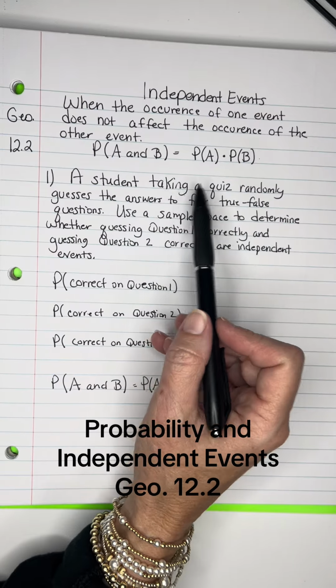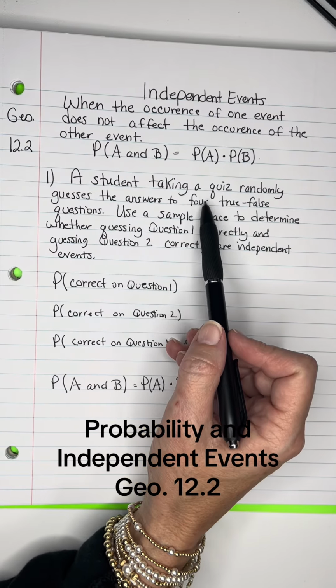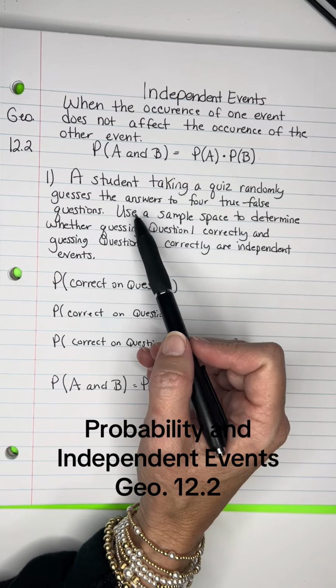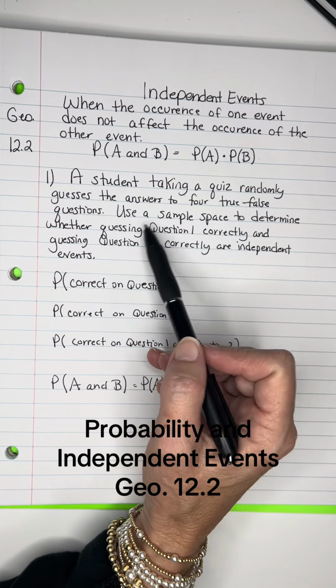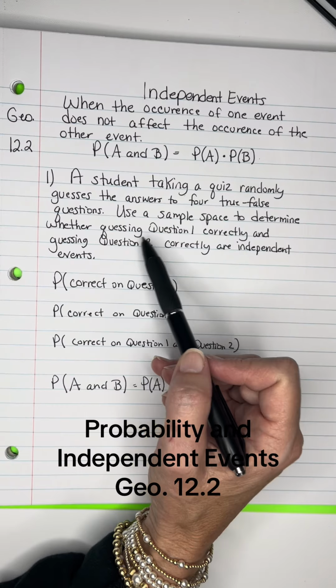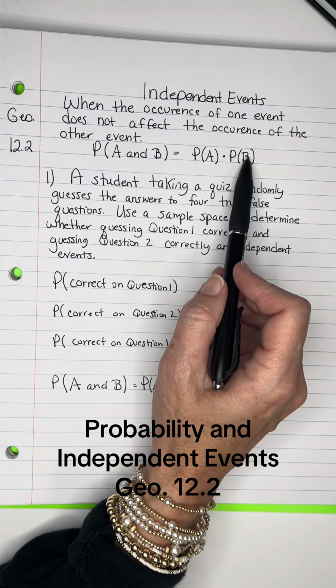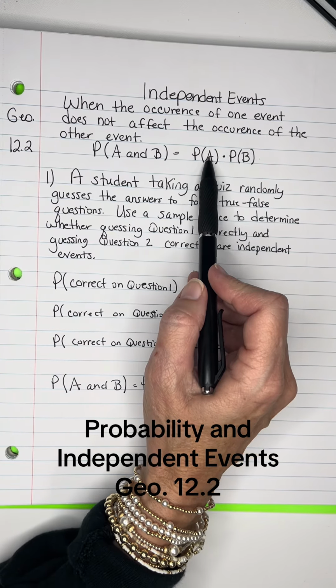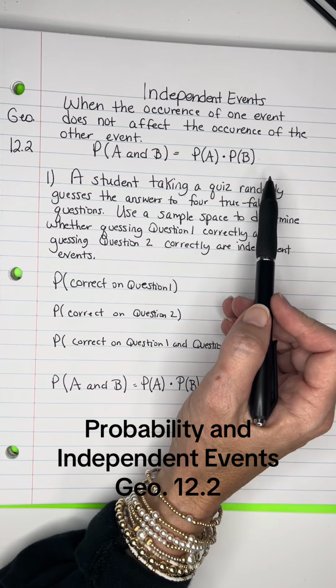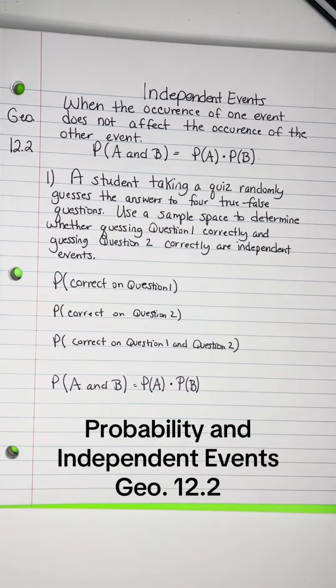Now, a student taking a quiz randomly guesses the answers to 4 true-false questions. Use a sample space to determine whether guessing question 1 correctly and guessing question 2 correctly are independent events. Will this event be affected by the results of this event? And if you think about it, it should not be. But in a true-false question, it should not be.